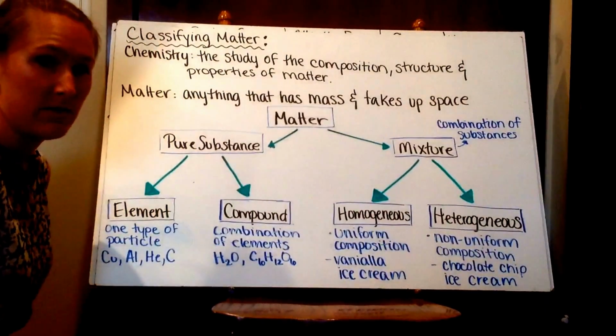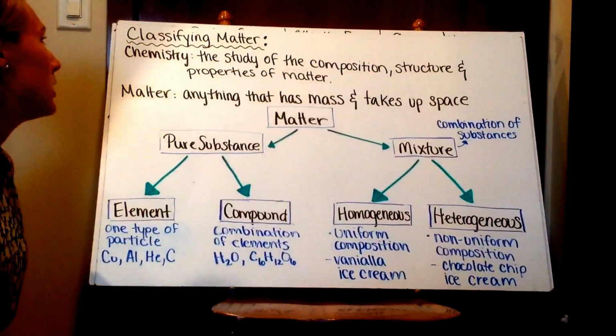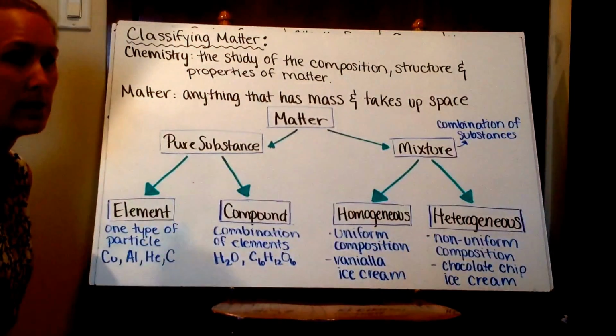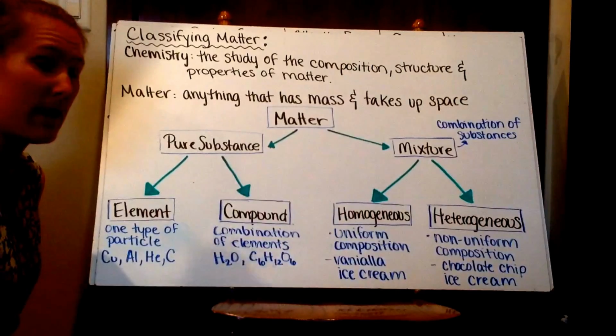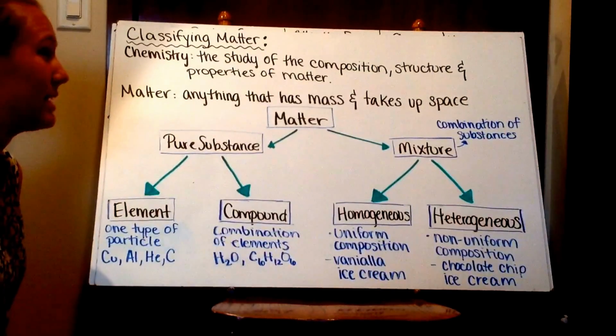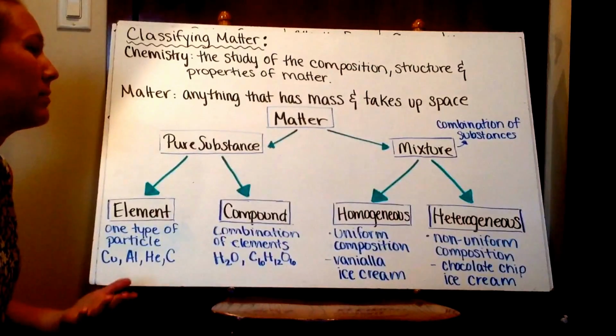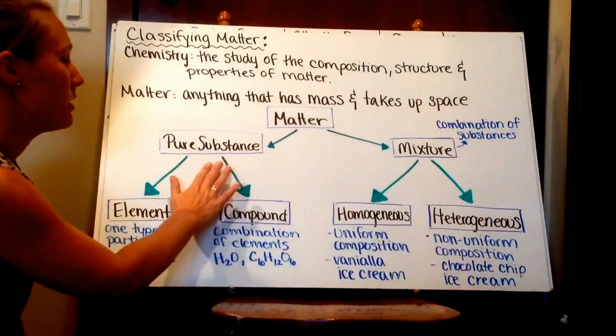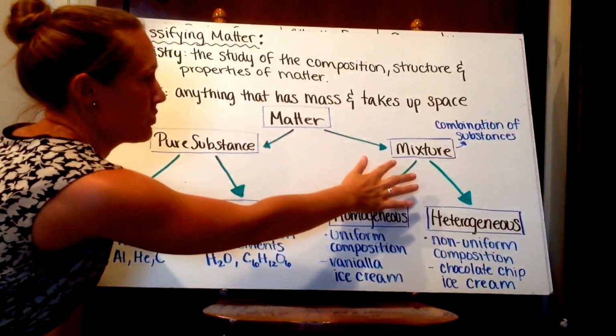This video is on the classification of matter. In chemistry, we study the composition, structure, and properties of matter. But what is matter? Matter is anything that has mass and takes up space. It can be classified into two major categories. Matter can either be a pure substance or it can be a mixture.